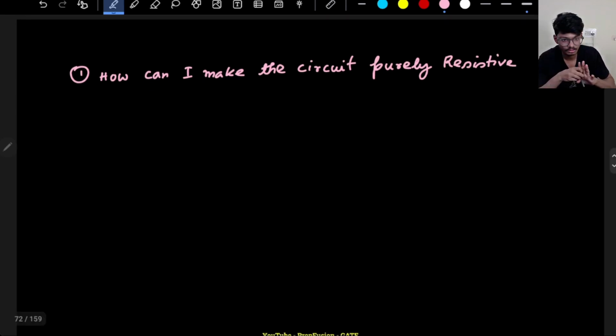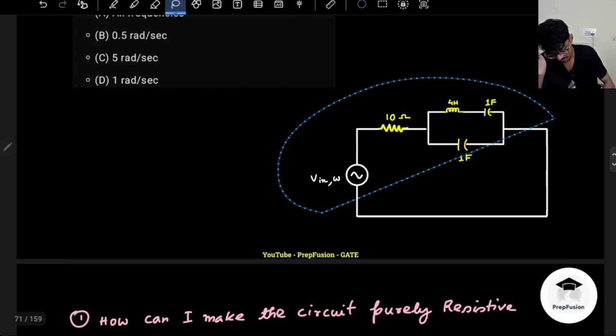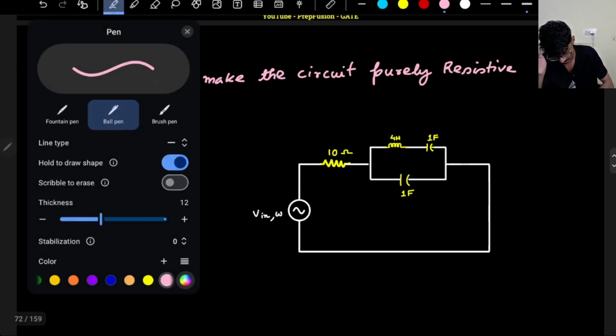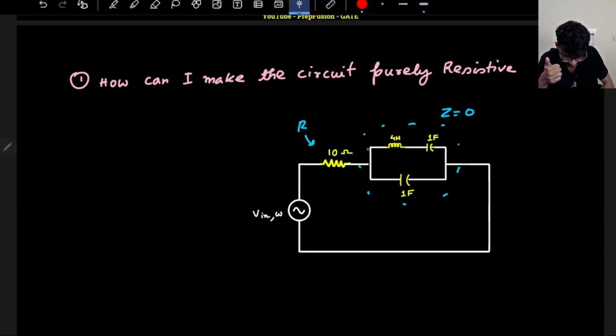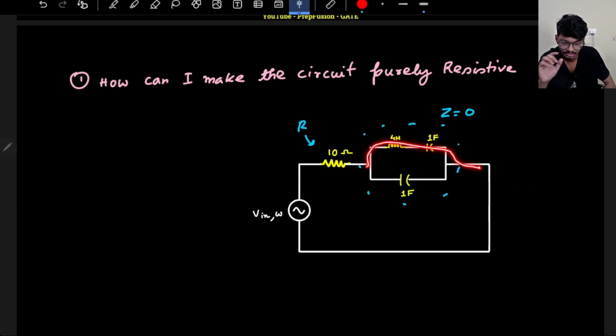So how can I make this zero impedance? First thing is, this portion is only the resistive portion, correct? This portion I have to somehow make zero. If things are in parallel, how can I make it zero? If one of the branches has impedance 0, then this whole thing will be 0 only, a short circuit, because if one of them has zero impedance, all of the current will flow through that path. It will not choose the other high impedance path.